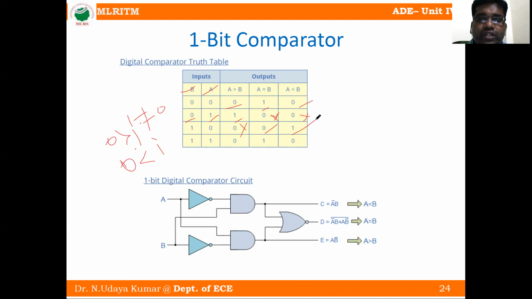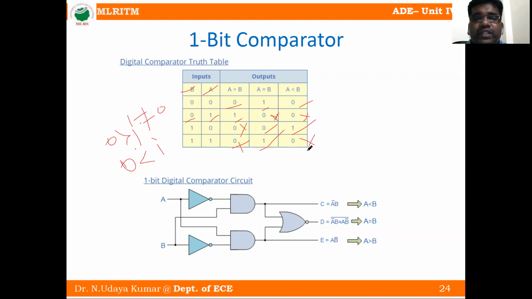True means 1. So here also A is equal to 1 and B is equal to 1. A greater than B is 0, it is false. And A is equal to B: 1 is equal to 1 means it is true. Then 1 less than 1 is false. False means 0. So this is the digital comparator truth table.